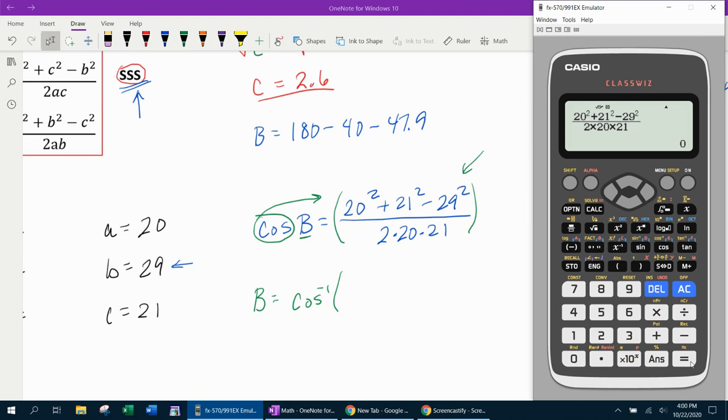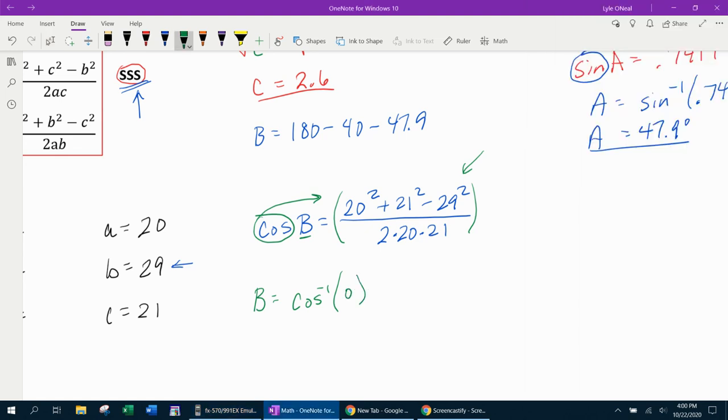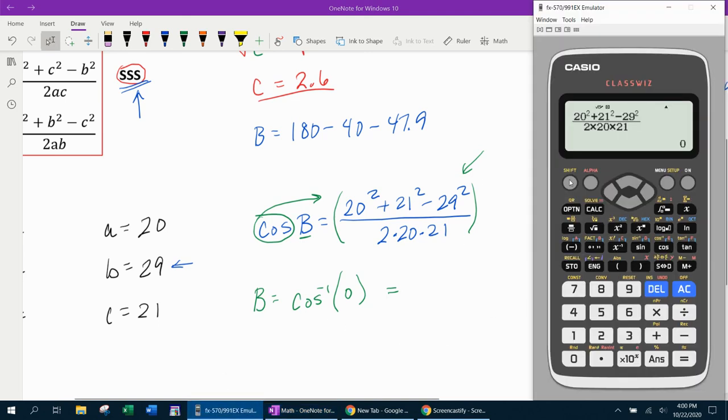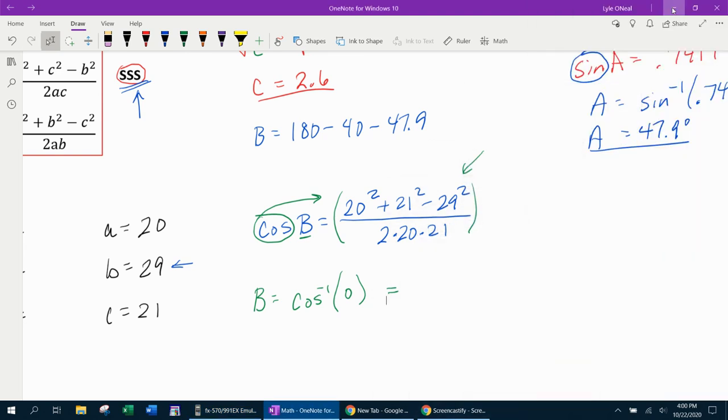Okay. Oh my gosh, look at that. 0. Wonder what the inverse cosine of 0 is. Anybody want to guess? 90. Hey, this is a right triangle. You know what that means? It means Pythagorean theorem applies. Cool. I think I better check that. So that's 90, right? Pun.